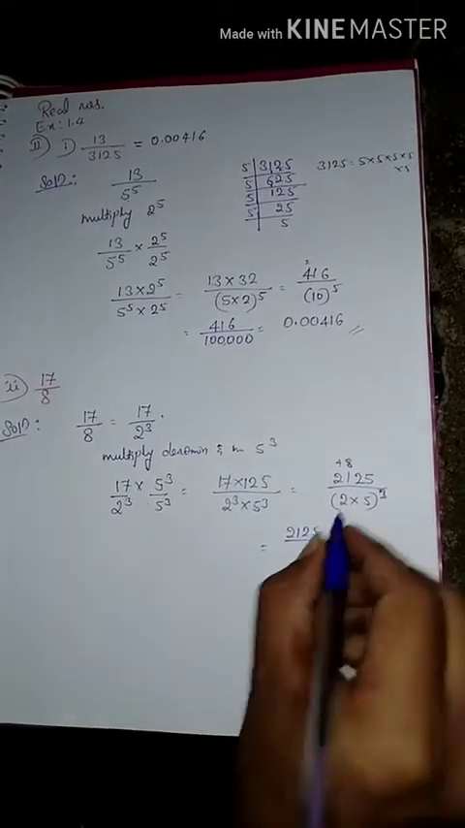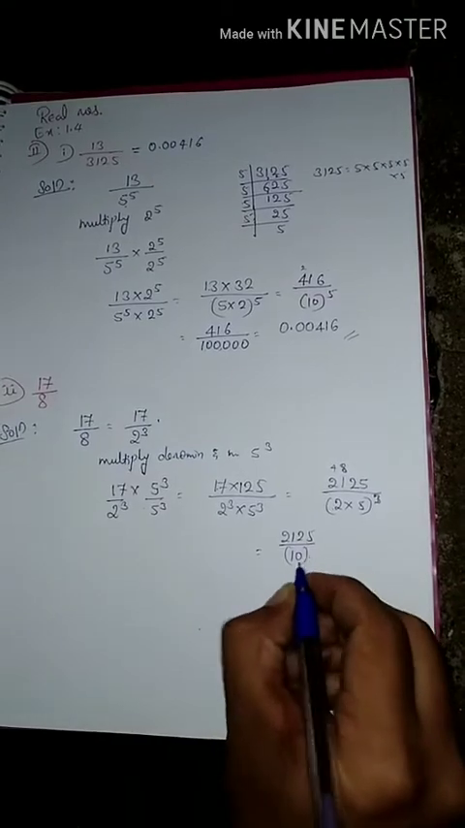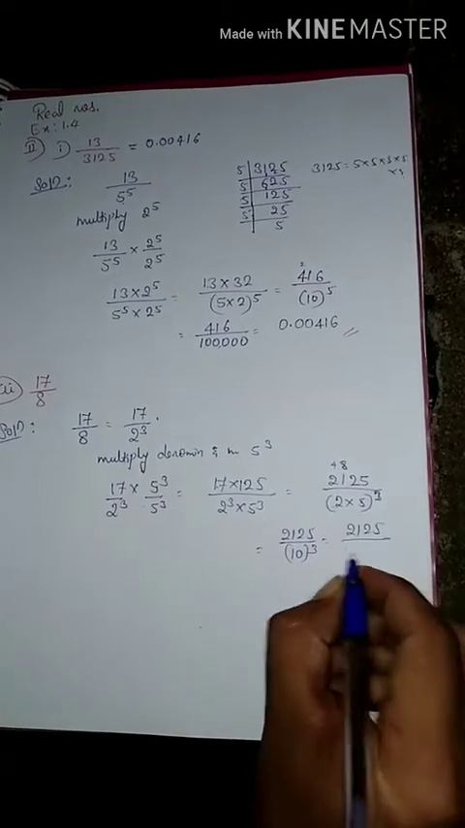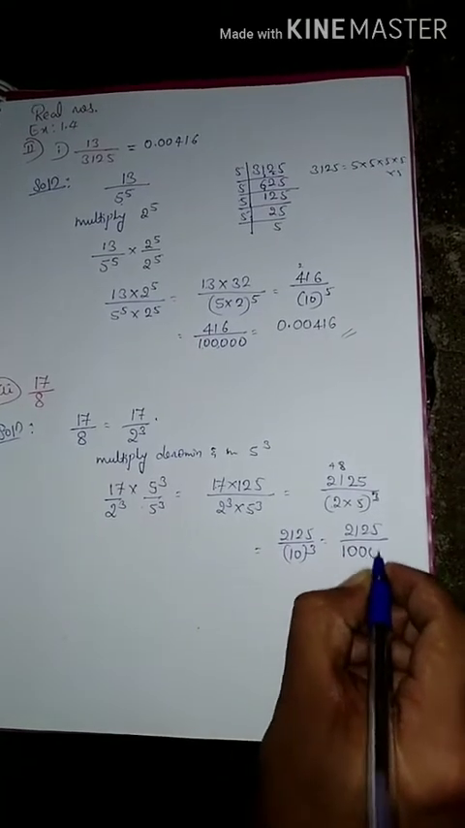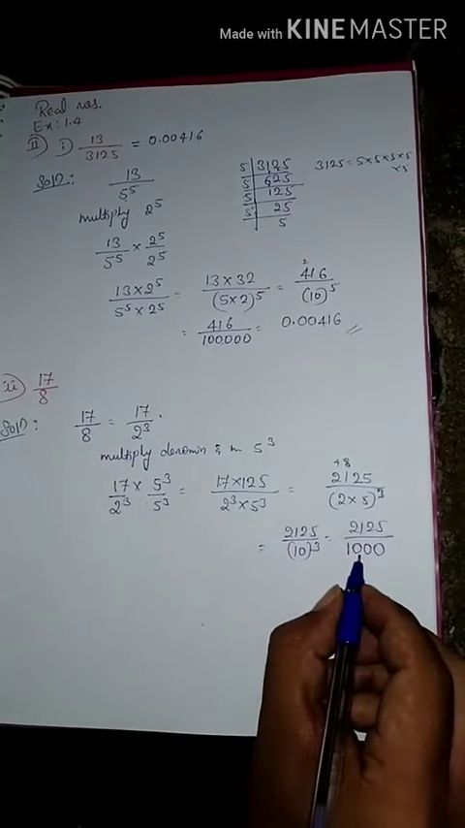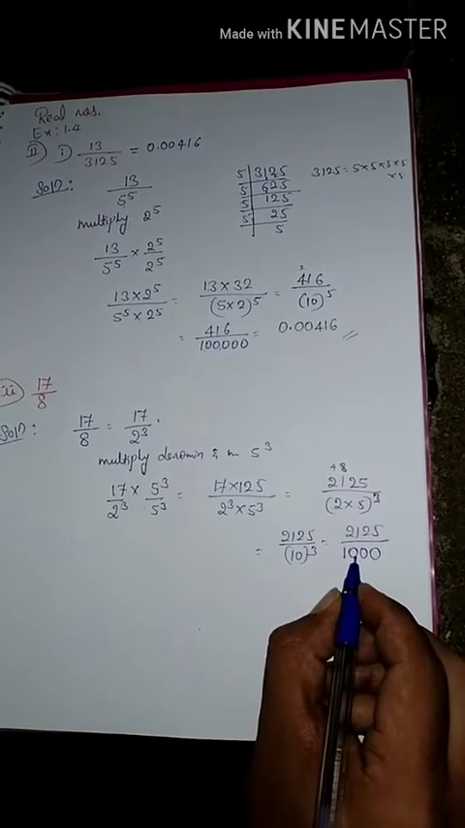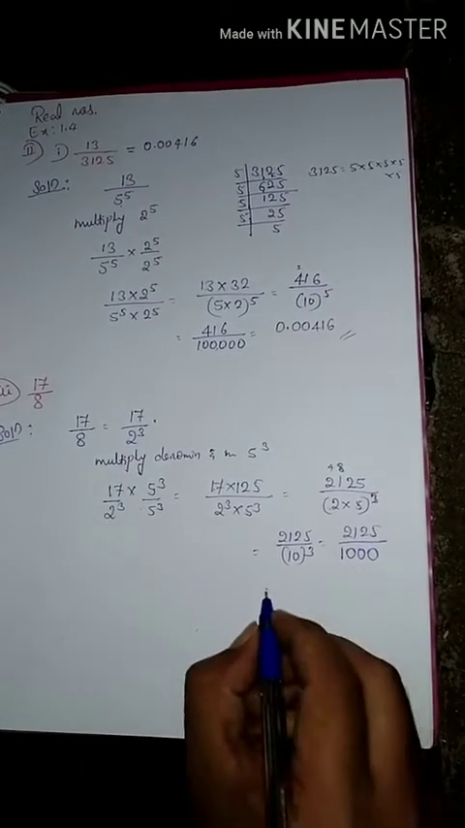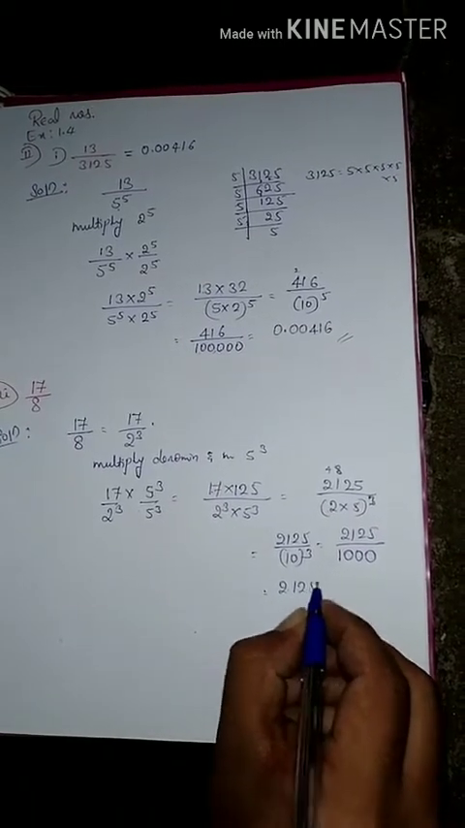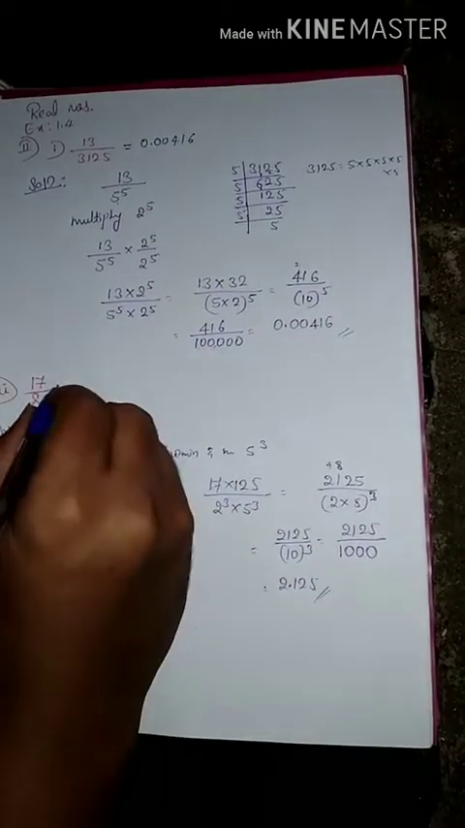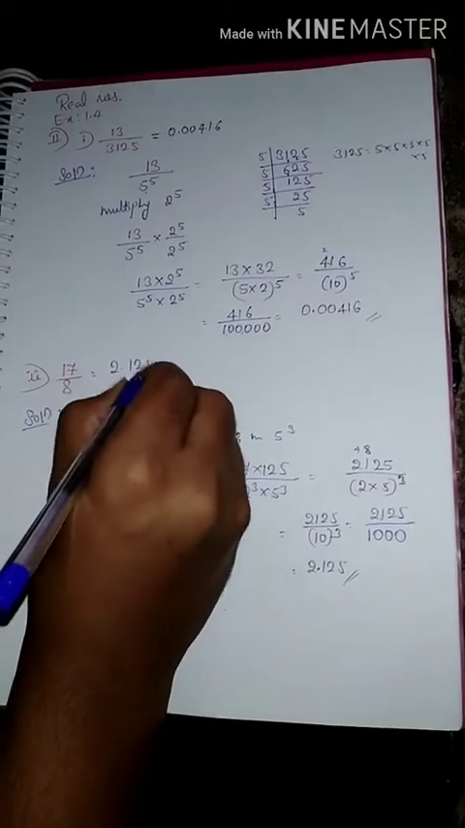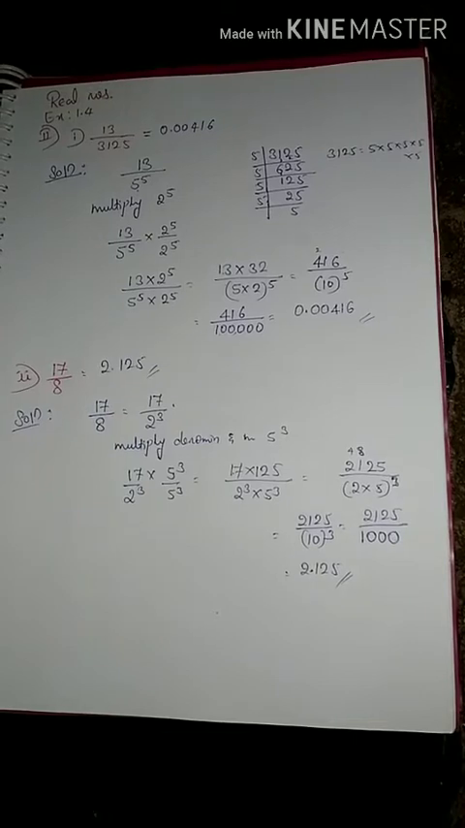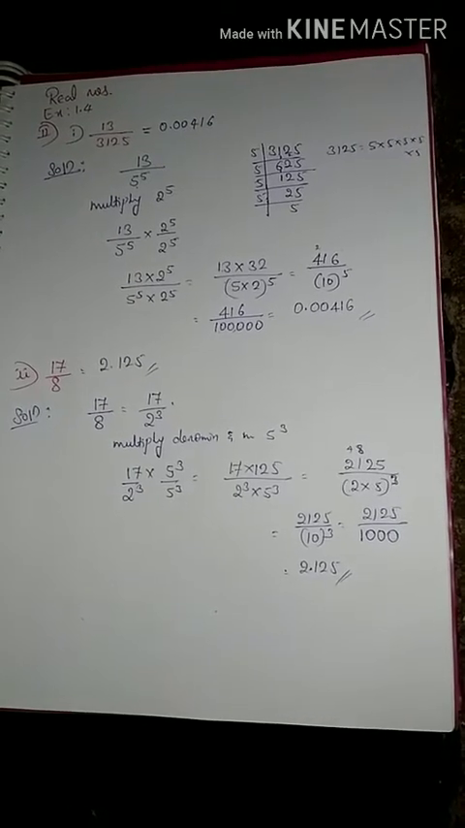2125 divided by 10 cube. 10 is 2 into 5, so 10 cube is nothing but 1000. So in the denominator, how many zeros are there? 1, 2, 3, 3 zeros. So we can put the decimal point after 3 digits, 1, 2, 3. So our answer is 2.125. Hence, the decimal expansion of 17 by 8 is 2.125.